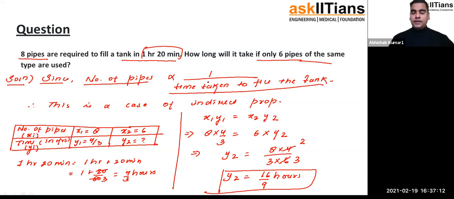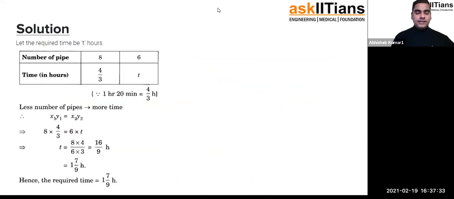Any query, any doubt that you have in this till now? Yeah, that is 1 hour 20 minutes, plus 20. This is 4 by 3 hours. Clear? All right. So you can see they have also done it in a similar way. Let the required time be T hours. So 8 pipes are taking 4 by 3 hours. They converted 1 hour 20 minutes into hours, which is same as 4 by 3 hours. 6 pipes are going to take T hours.